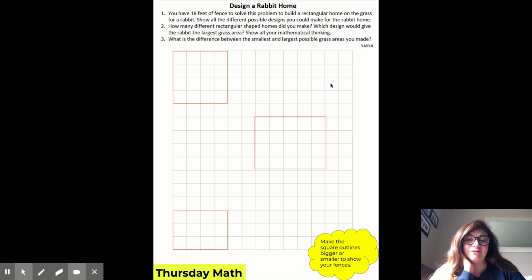You have 18 feet of fence to build a rectangular home on the grass for a rabbit. Show all the different possible designs you could make for the rabbit home. That's part one. Part two says, how many different rectangular shaped homes did you make? Which designs would give the rabbit the largest grass area? And show your mathematical thinking. And part three is, what's the difference between the smallest and largest possible grass areas you made?